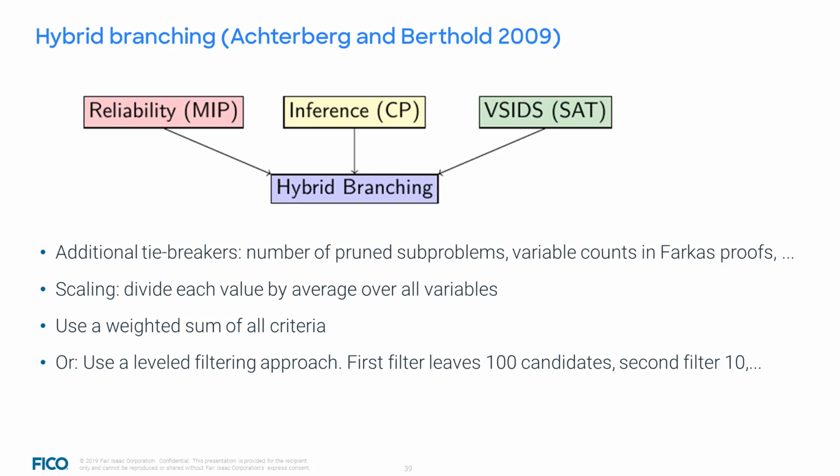Alternatively, one might use a leveled filtering approach, which consists in sequentially filtering the set of candidates, each time using a different statistic. For example, first consider the 100 candidates with the best inference score. Then, out of those, select 10 candidates which have, this time, the best VSIDS score. Finally, out of these 10, take the one with the best reliability score.